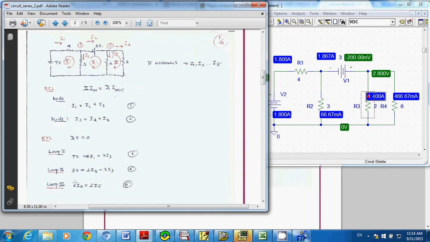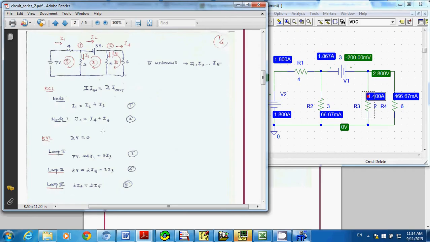Now take loop number 2. You have the source voltage of 3 volt, and then you have the voltage drop across the 2 ohm resistor here, and I5 is in the clockwise direction, so you have 2I5 right here. And also I3 is counterclockwise, so you have to put a negative sign on 3I3. This gives you equation number 4.